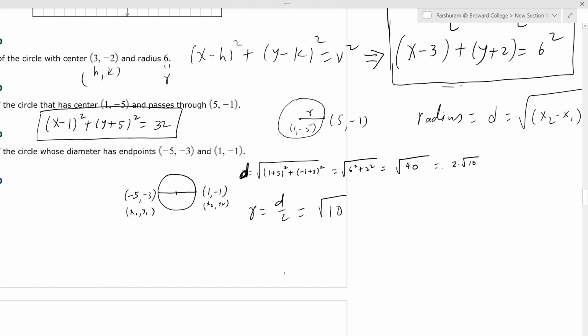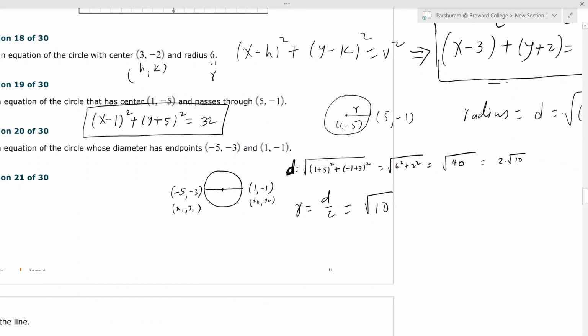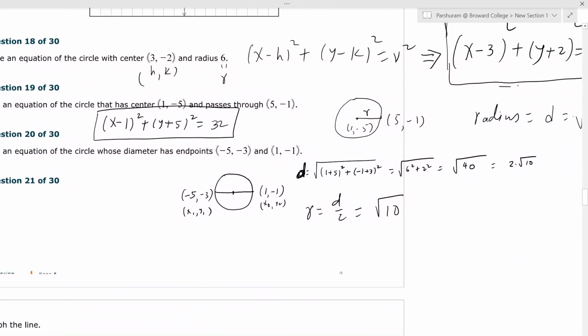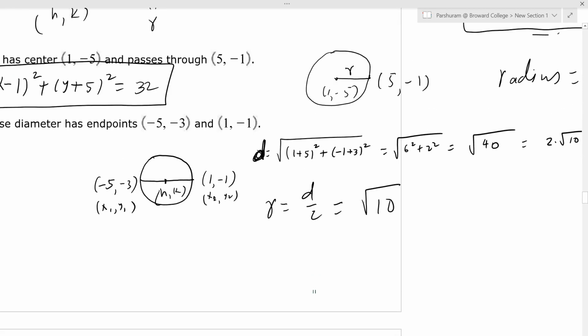If you divide this by 2, the 2s cancel out, so the only thing you can see is square root of 10. So that is the radius of the circle we are trying to find the equation for in this problem. But we still have to find the center of that circle, and we can find that by using the midpoint formula. So let's assume that the center of the circle is (h, k).